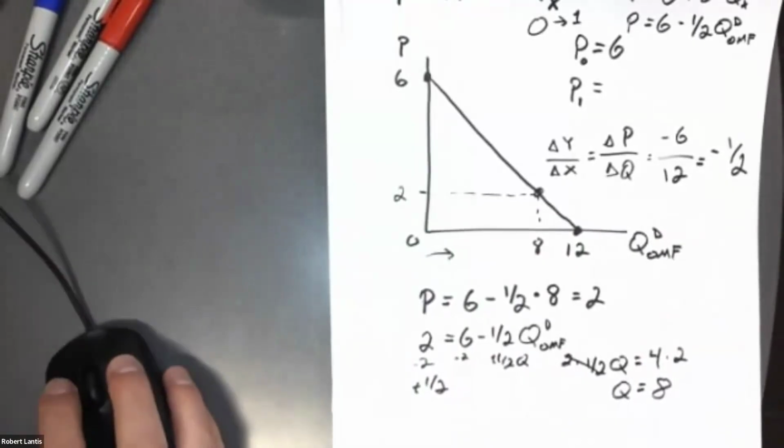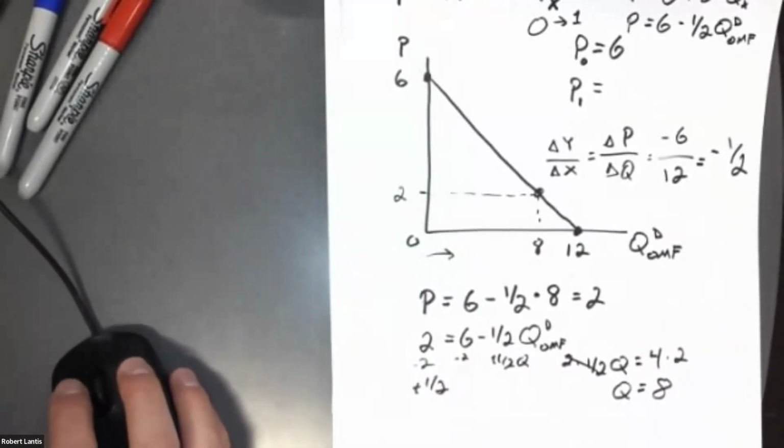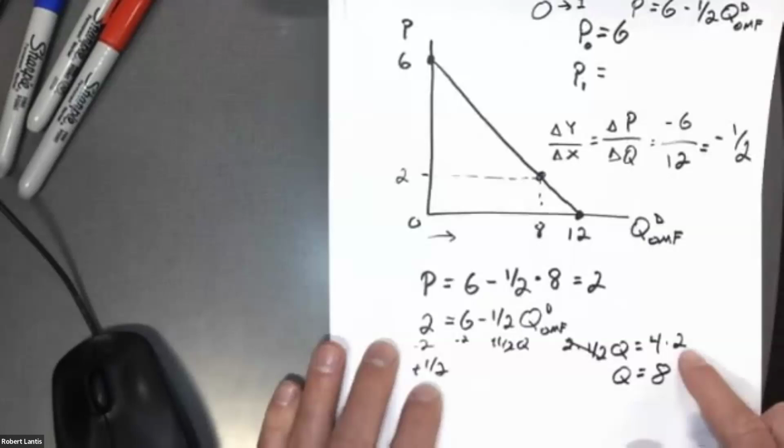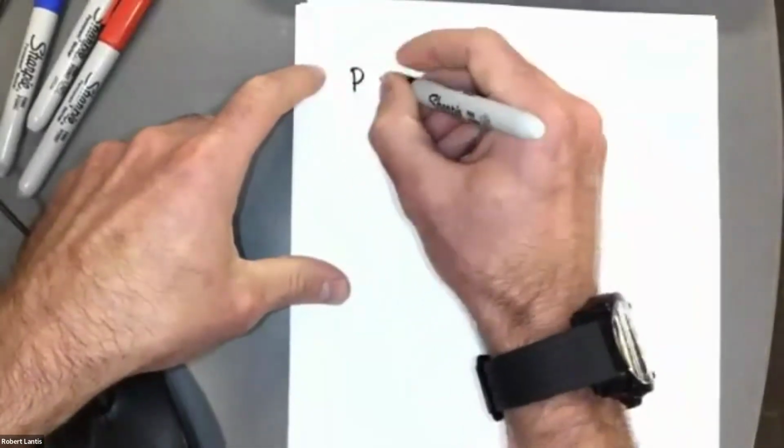So why did you take out the 8 from the equation? Because, here, let me write this out again to make it clear. So here's our demand equation.